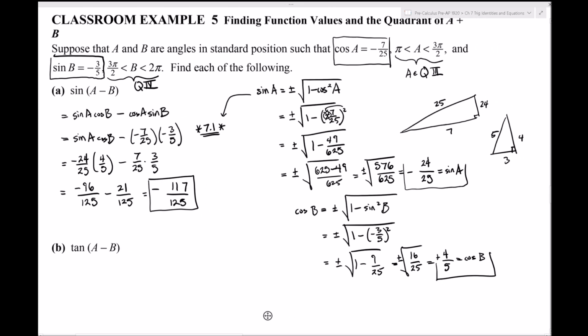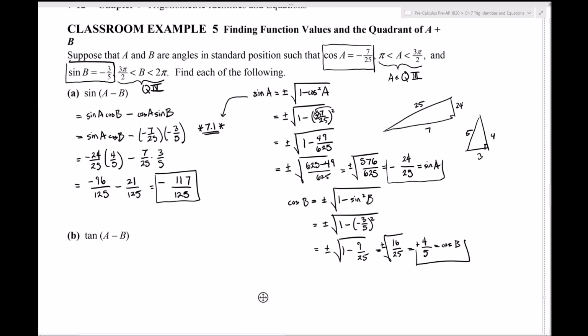And look at all that work just for letter A. Now the nice thing is, since I already saved the values of sine of A and cosine of B, I already have that work done. I don't have to do that work again. We should be able to figure out letter B fairly easily. So hopefully.